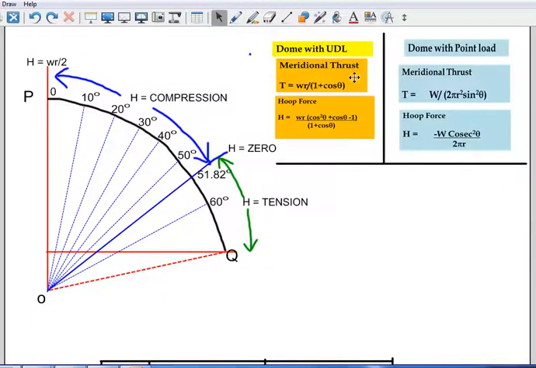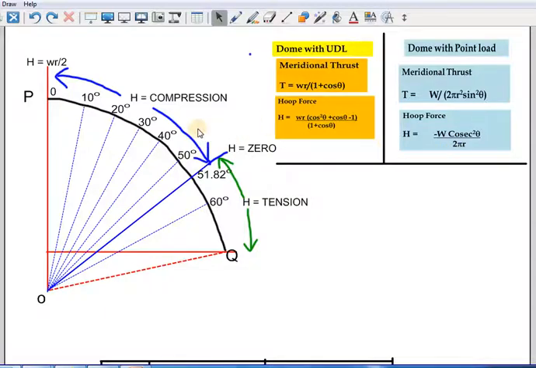When the UD load comes, meridional thrust T is equal to WR by 1 plus cos theta, and H is WR into cos square theta plus cos theta minus 1 by 1 plus cos theta, which we discussed yesterday. For the dome with point load, the meridional thrust is W divided by 2 pi R square sine square theta, and hoop force is H minus W cosec square theta by 2 pi R. If both loads are present, you find these separately and add them. Similarly, for the hoop force, you find it separately and add it.